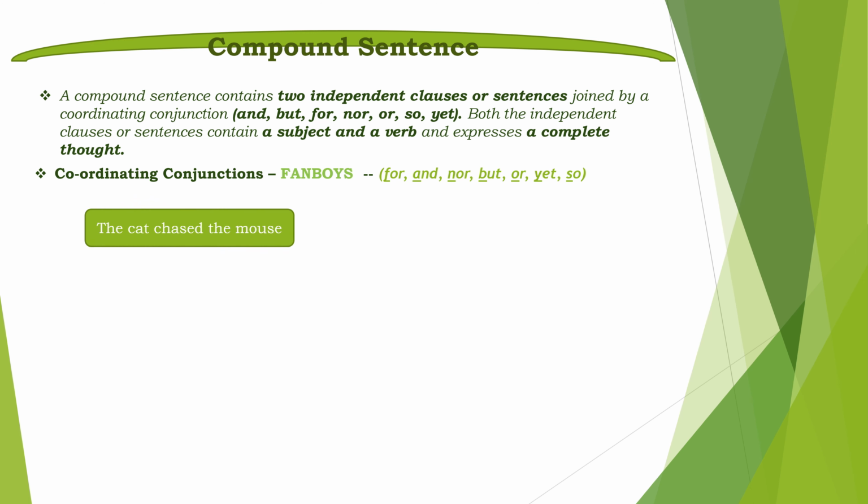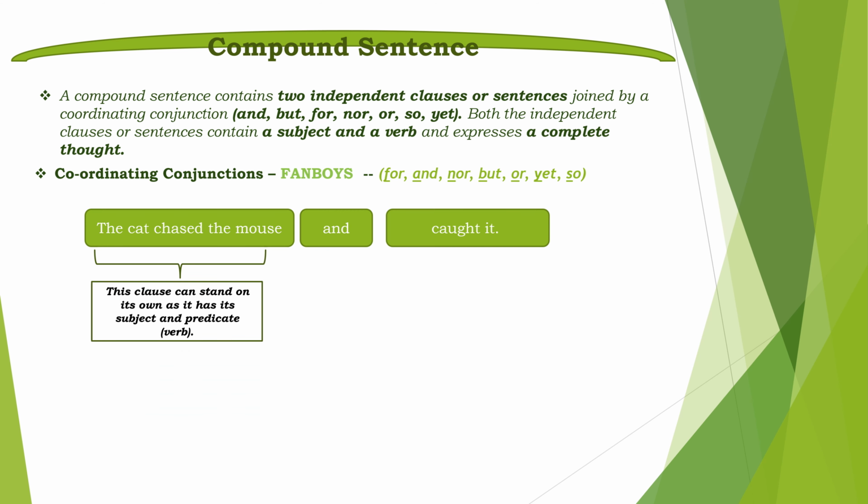The cat chased the mouse and caught it. This is an example of a compound predicate. The first part of the sentence is an independent clause as it has its own subject and a predicate, and it gives us a complete meaning. It has a complete thought.